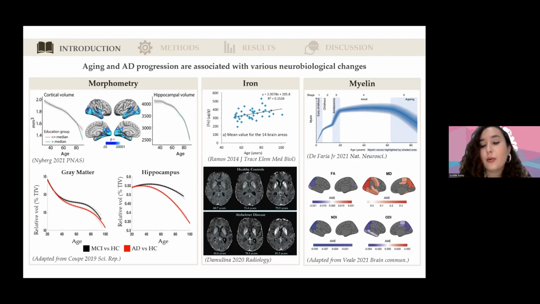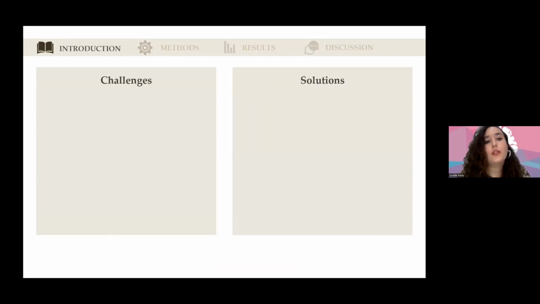So here they use 4 different metrics which represent somewhat the integrity of the myelin in the brain. And using different metrics, they show consistent structures that are impacted in Alzheimer's disease, such as the occipital lobe, temporal lobe, and the precuneus. So in the context of all of this, there are a few challenges that we've seen from the literature that we want to address in our study.